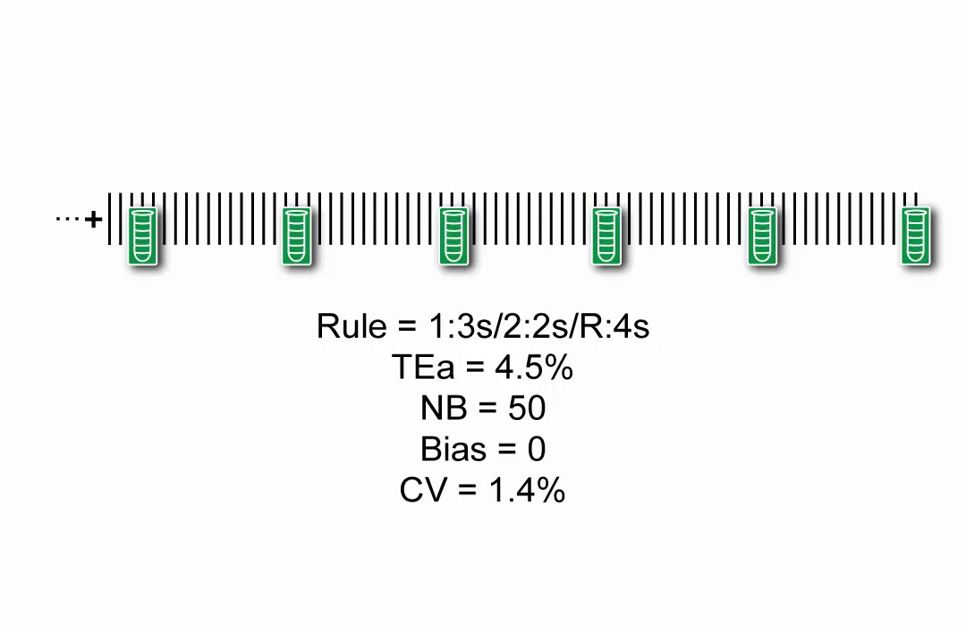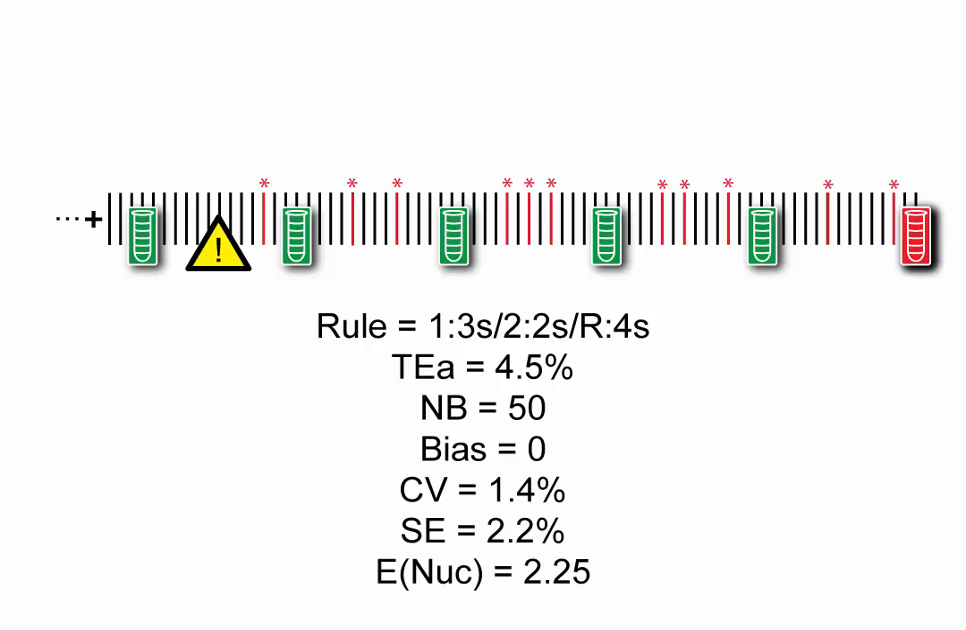Suppose a lab is using a 1-3S, 2-2S, R-4S rule with 2 QCs every 50 analyte examinations. The bias is 0, the test method's CV is 1.4%, and the TEA is 4.5%. An out-of-control condition resulting in a 2.2% shift upward occurs. In this case, it can be predicted that the expected number of unreliable results produced due to the out-of-control condition since the last accepted QC is 2.25. The predicted ENUC is based on fairly advanced mathematical computations that won't be covered here.